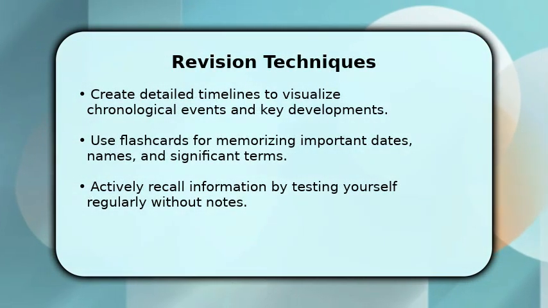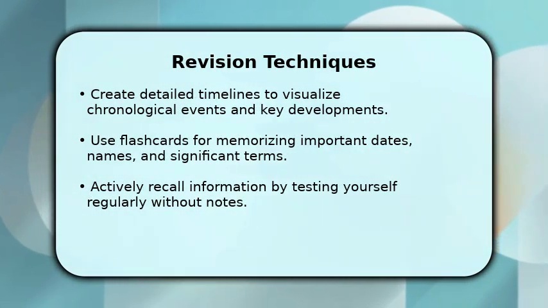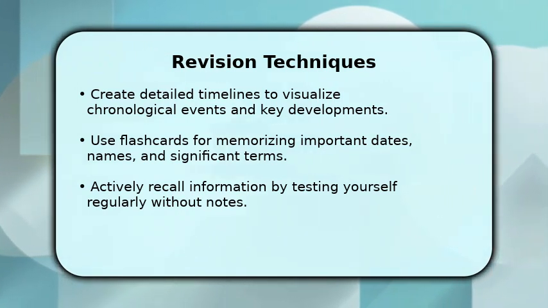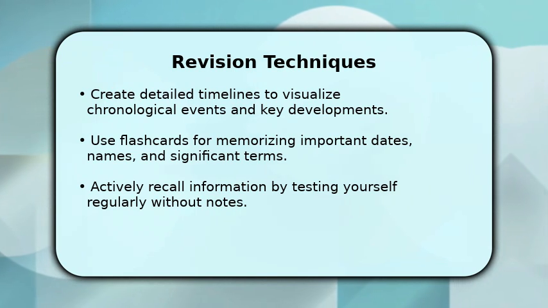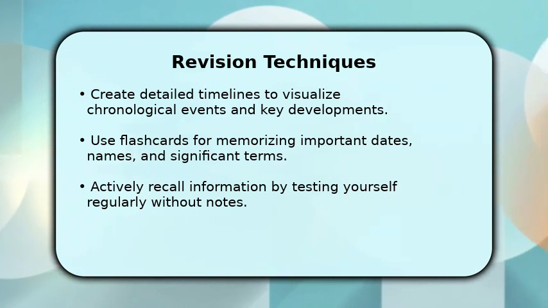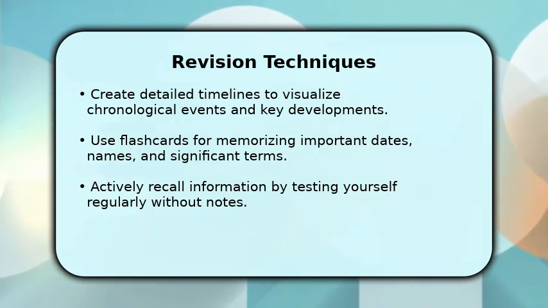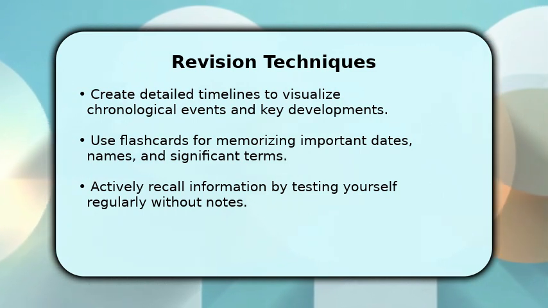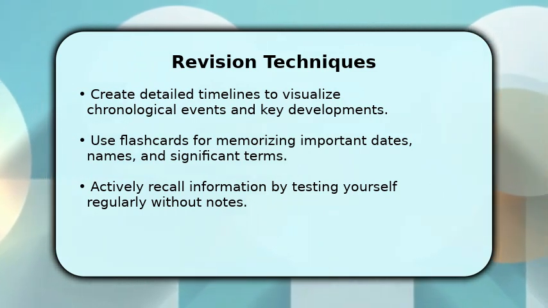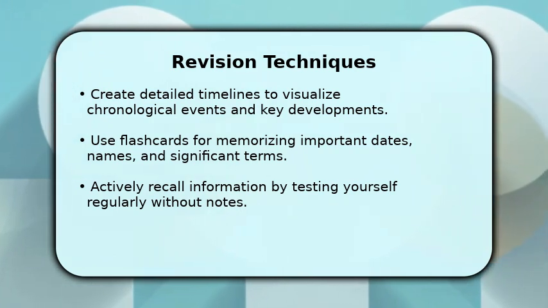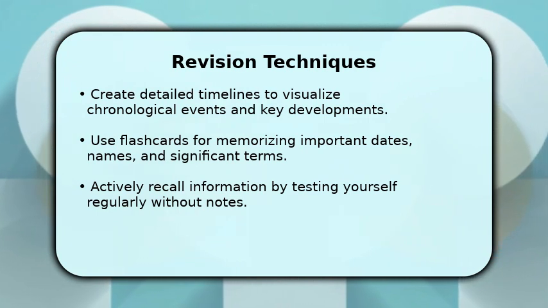Now let's talk about effective revision techniques. Active recall is incredibly powerful. Instead of passively rereading, try to retrieve information from memory. For instance, after studying a topic, close your book and write down everything you remember. Spaced repetition, reviewing material at increasing intervals, also significantly boosts retention. Dedicate 25 minutes to a topic, then take a 5-minute break, repeating this cycle for optimal focus.